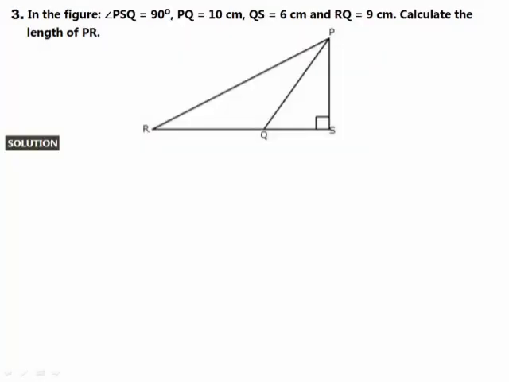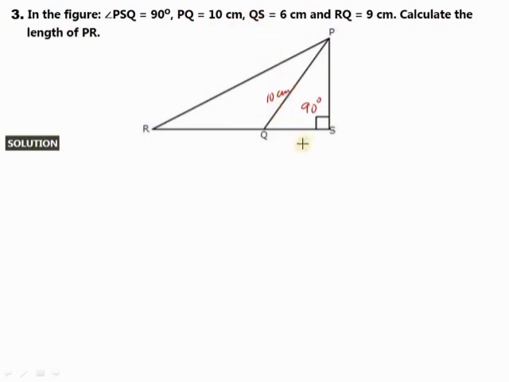Let's take question number 3 now. Question 3 says, in the figure we have angle PSQ, which is given to be 90 degrees. PQ, this one, is given to be 10 centimeter. So this is my 10 centimeter now.